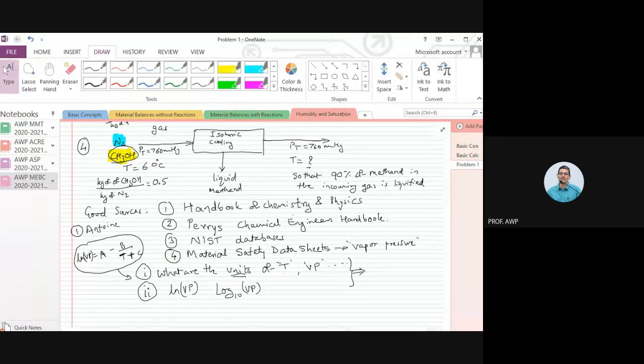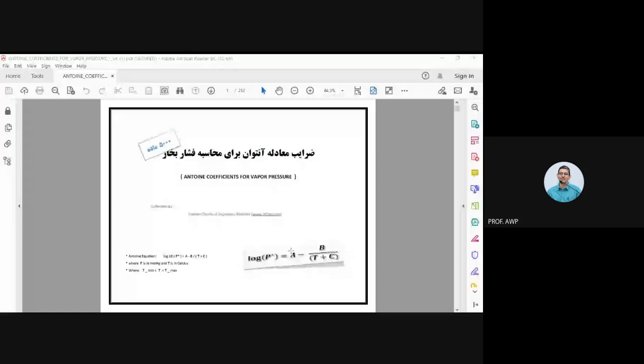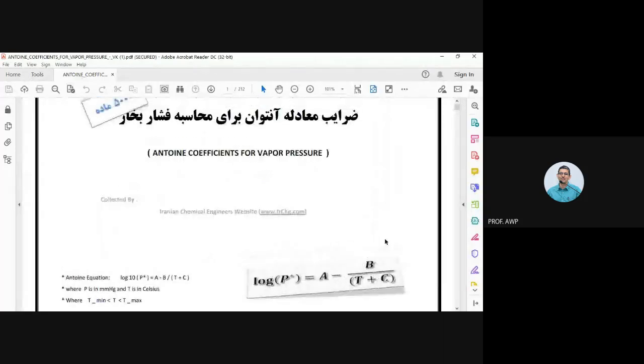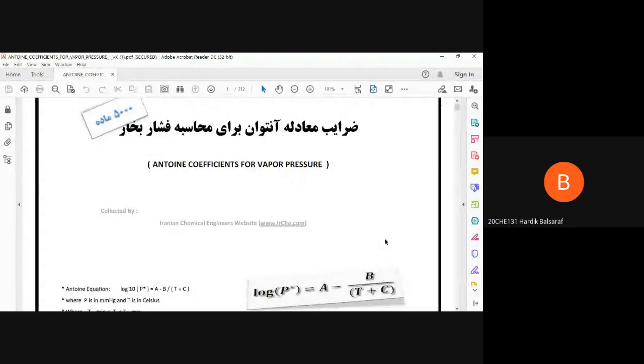Let me just share one sheet with you. Okay, let me stop sharing this. Let me share this sheet. One second. Yeah. So this is one set of Antoine constants of vapor pressure that are reported. Are you able to see the screen? Yes, sir.